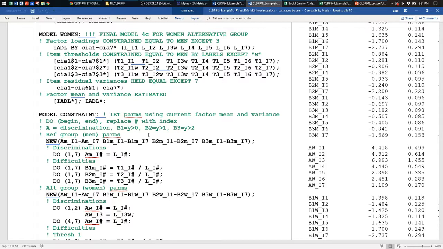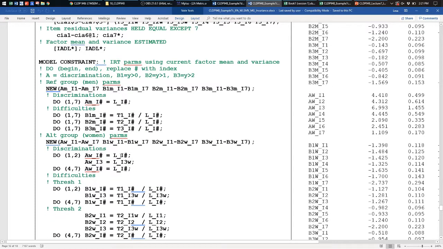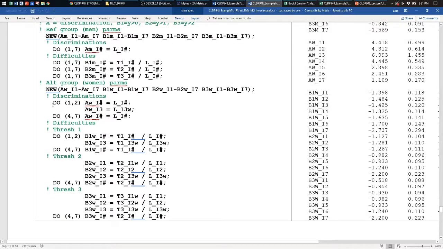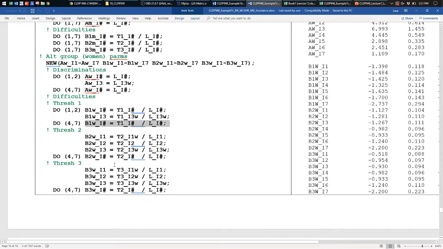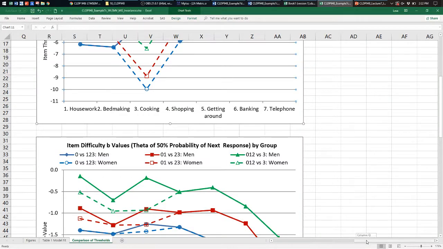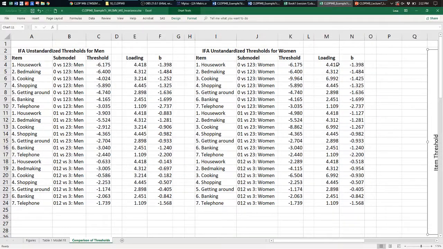So in the men's group, we just go 1 through 7 for the discriminations, which are the same thing as the loading, so I included that here for completeness. The B values. And then in the women's group, I went, here's 1 to 2, which were invariant. The third discrimination is non-invariant, so I had to write that one separate. 4 to 7 were invariant. And then the same pattern here, 1 to 2 were invariant, 3 was different, 4 to 7 were non-invariant, and so forth. And here's the output that I got, and you can see that it matches what I did in Excel, very close, which I calculated these things manually.